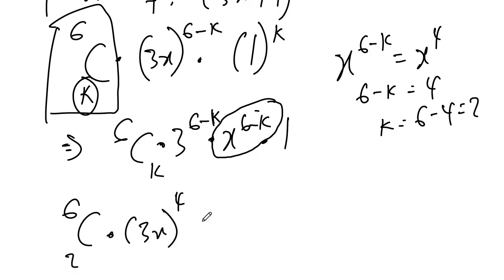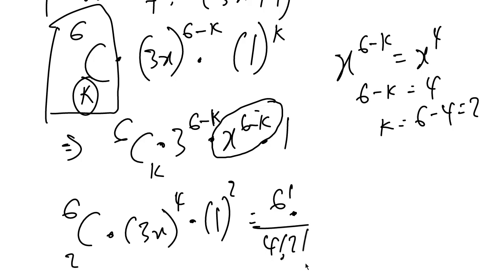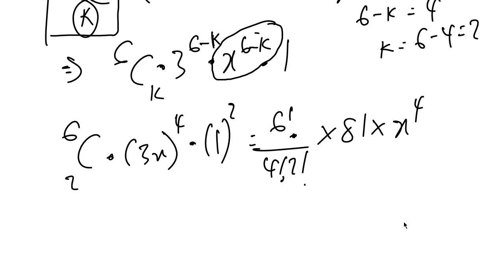Are you following? Which is 4. And then 1 to the power 2. Are you getting it? So 6 combination 2 will give you 6 factorial over 4 factorial 2 factorial, then times 3x to the power 4. 3 to the power 4 is 81. Then times x raised to the power 4. Are you following?